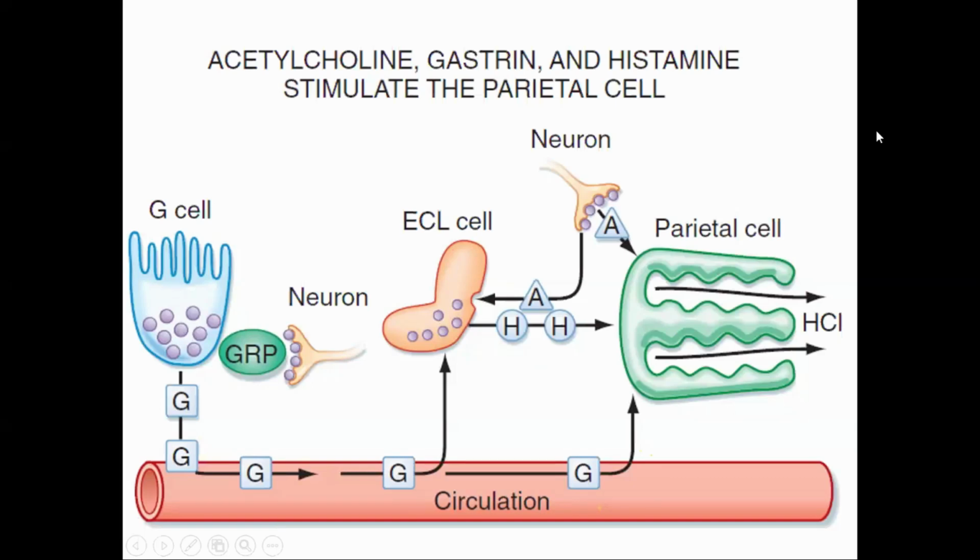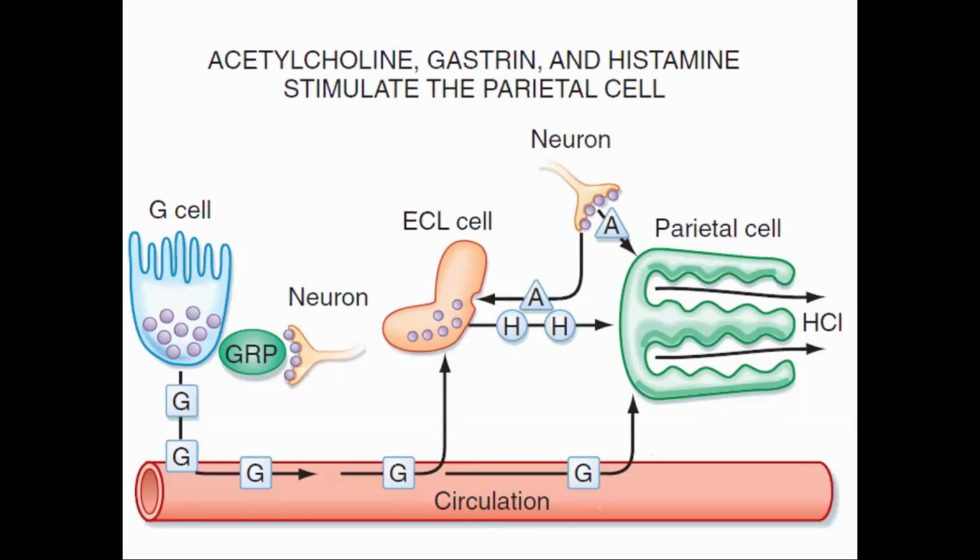Yes, sir. So this is the G cell, right? G cell is present mainly in the pyloric part of the stomach, right? This ECL cell and parietal cell, where are they present? They are present in the oxyntic glands. Okay, ECL cells and the parietal cells are present in the oxyntic glands. G cell is present in the pyloric part, the pyloric glands.